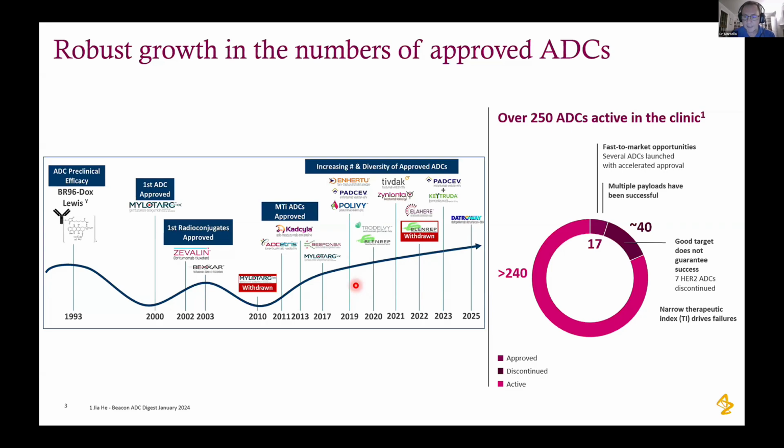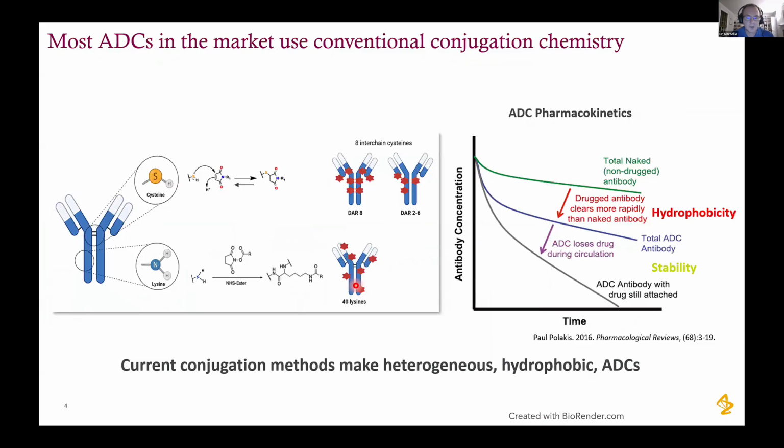So of the 17 antibodies that are approved by the FDA, all of them are constructed using what I call conventional conjugation chemistries. So these are chemistries that target either the cysteines, the reduced cysteines of antibodies, or the amine groups of lysines. Both of these chemistries are very robust and very efficient. However, they do generate antibodies that are heterogeneous, and by attaching hydrophobic payloads to them at exposed sites, we tend to generate very hydrophobic ADCs.